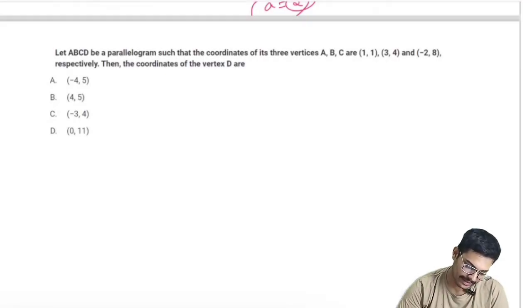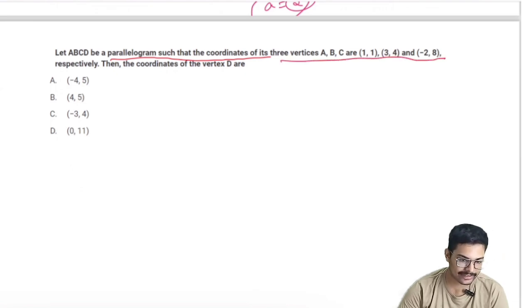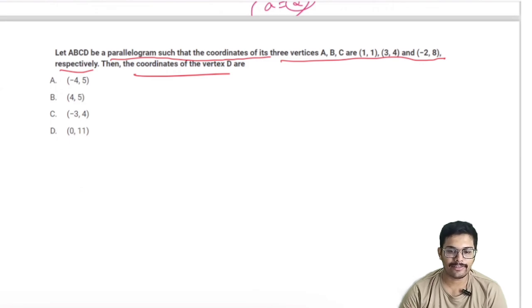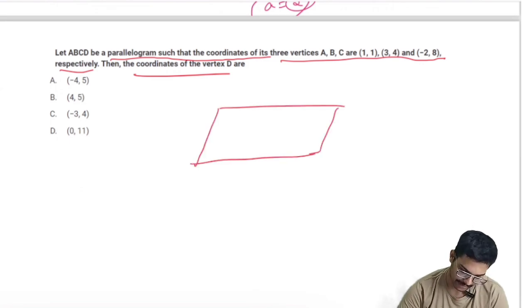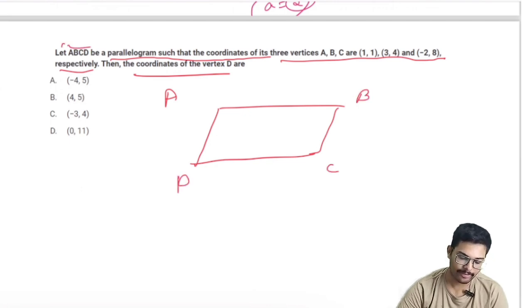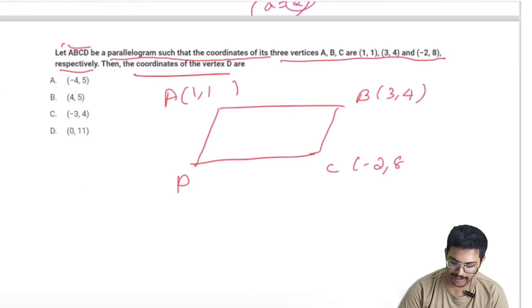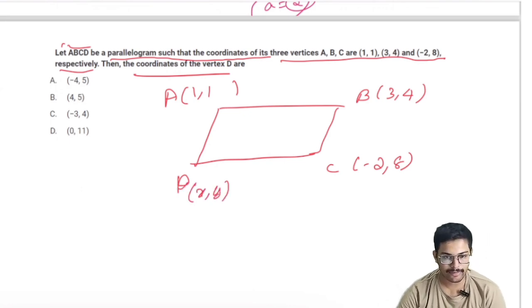Let ABCD be a parallelogram such that the coordinates of 3 vertices are given, respectively. Then find the coordinate of D, the fourth vertex. Just draw one random quadrilateral A, B, C, D in the same order. Now what is the coordinate of A? 1, 1. Coordinate of B will be 3, 4. C will be minus 2, 8, and D is unknown. We can write it as x, y.